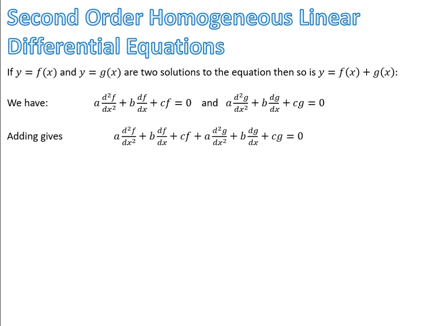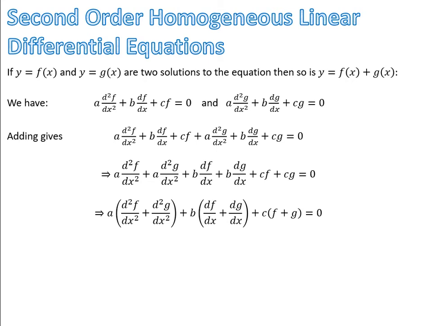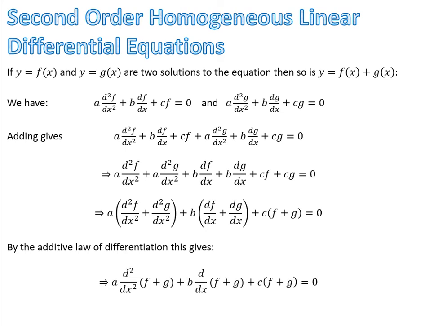Okay, if we were to add these together, we would get something along the lines of this, and we rearrange it to make life slightly simpler. And then we could take a out as a common factor, b out as a common factor, and c out as a common factor of those different sections. And by the additive law of differentiation, in other words, when we add two derivatives together, we can just say it's the derivative of those two things individually. So the second derivative times a of f and g, and then likewise with b, and the first derivative of f plus g, and c and f plus g at the end there. This tells us, this is the proof that f of x plus g of x is a solution to the differential equation.